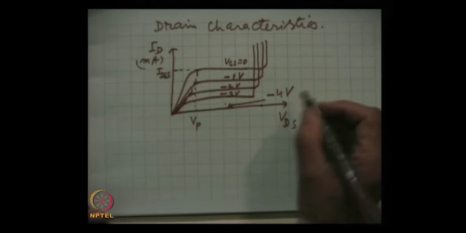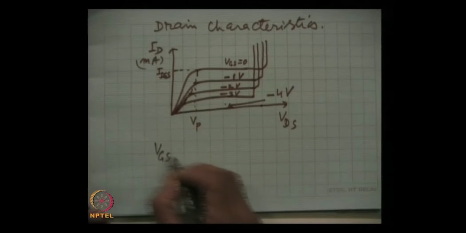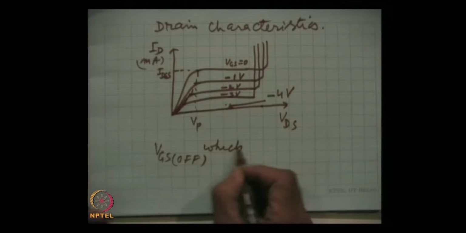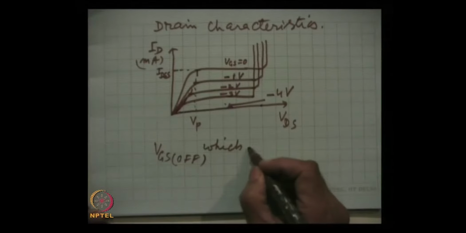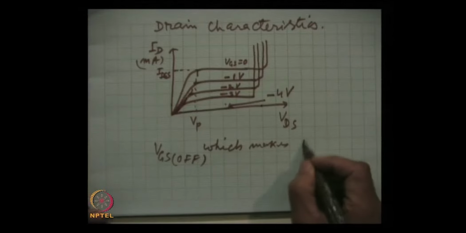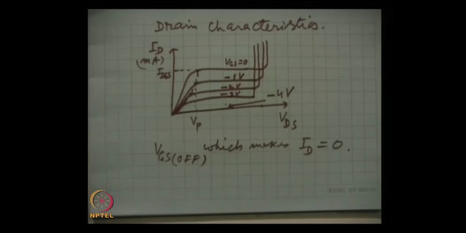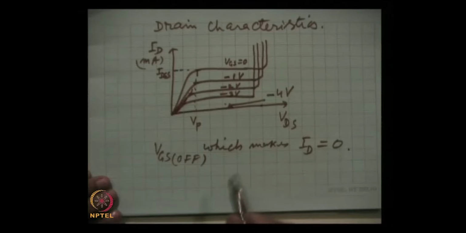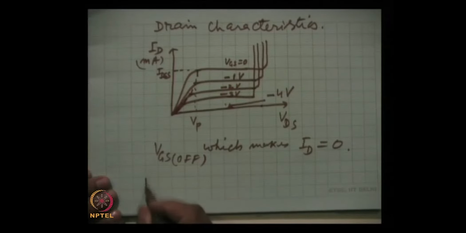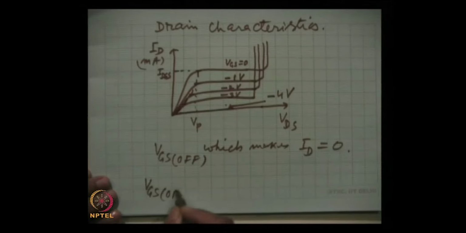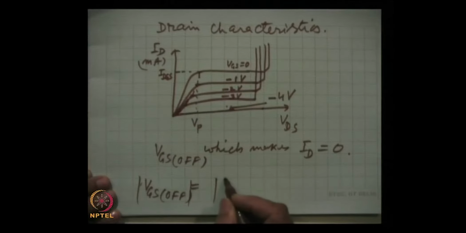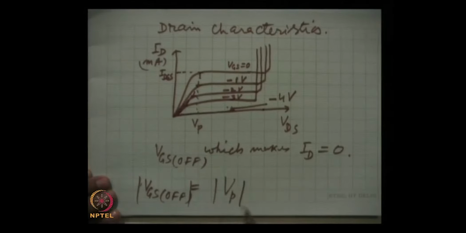And this is known as VGS off, which is that gate source voltage which makes drain current equal to 0. And obviously, we will see that VGS off, magnitude wise, is equal to the magnitude of Vp.